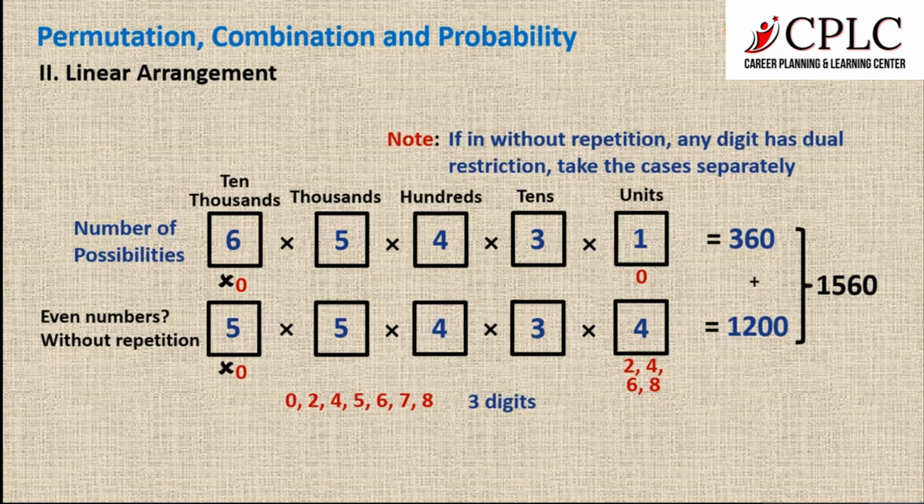So whenever repetition is not allowed, your first job is to figure out the digits, if there are any, which have a dual restriction, and whichever has a dual restriction, the note says take their cases separately so that you won't be confused and you will not be counting the overlapping conditions. So this is how you are going to solve all such questions, and this is a very unique and easy way to do that.